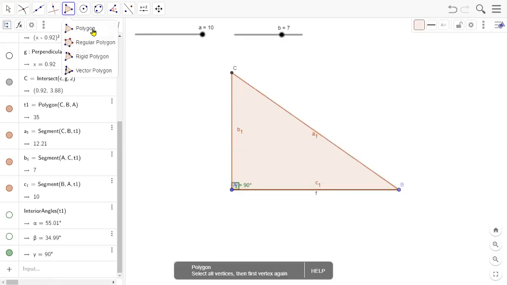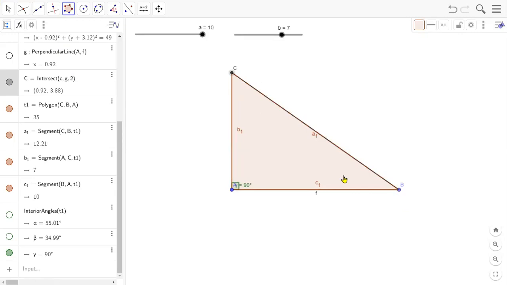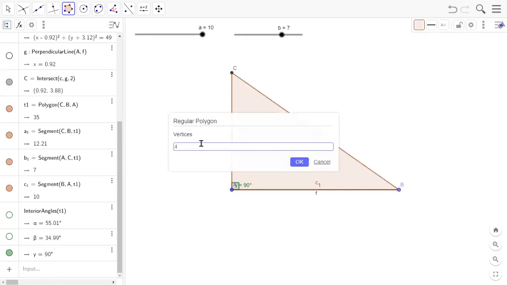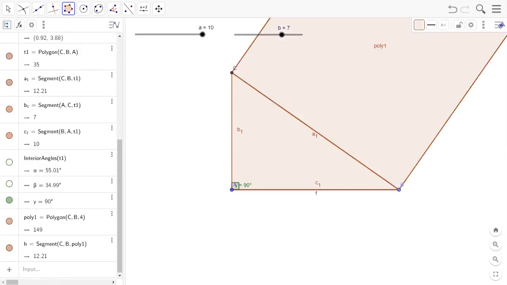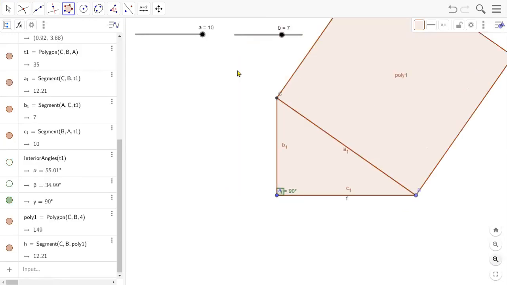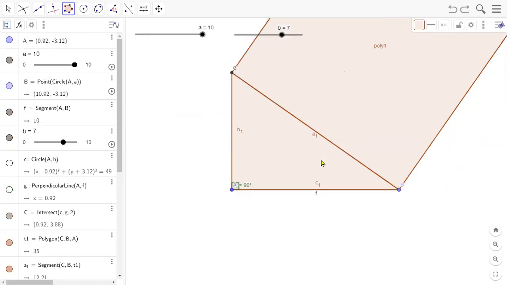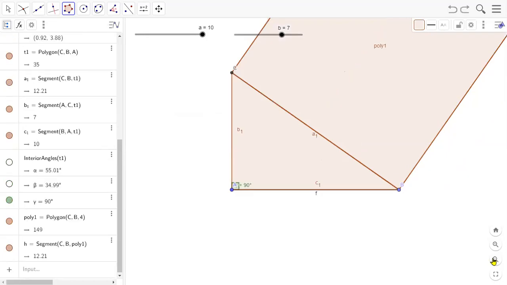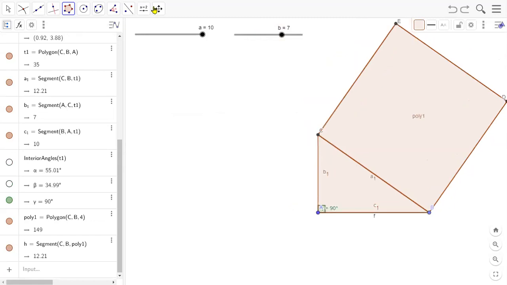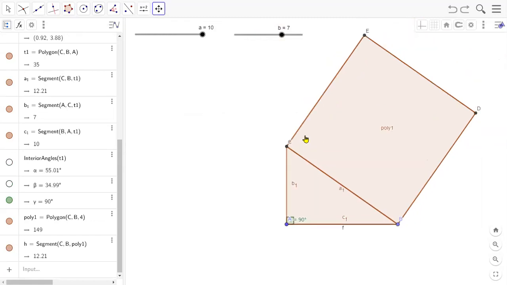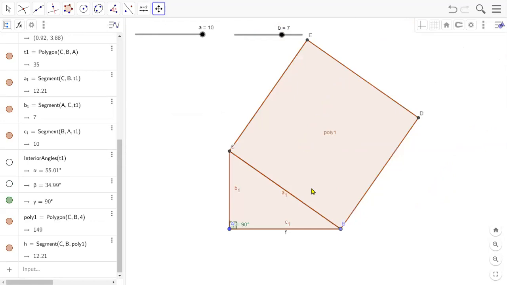Let me use the regular polygon tool, and I am going to make the square here. The number of vertices is 4. Okay, let me zoom out a little bit. Here in this step we have created a square by taking the hypotenuse as its side. By taking the hypotenuse as the side of the square, we created this square.